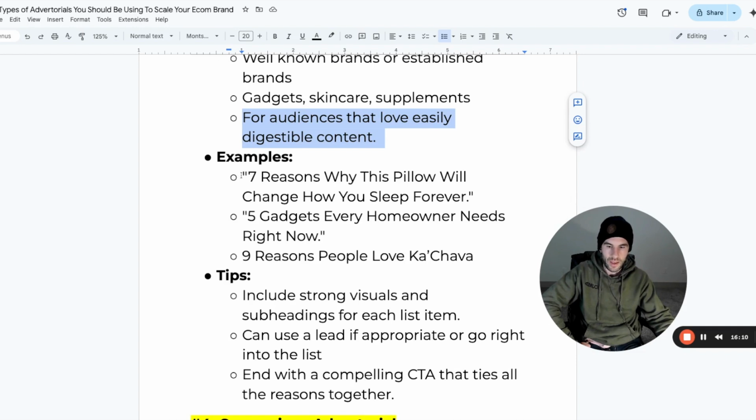Here's a few examples of headlines. 7 reasons why this pillow will change how you sleep forever. 5 gadgets every homeowner needs right now. 9 reasons people love Kachava.